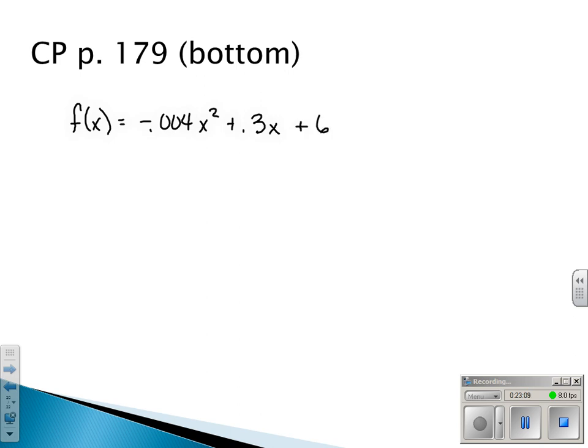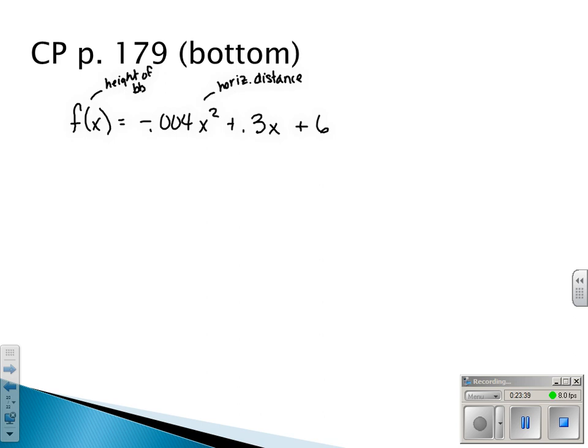Now, in the problem, it explains to us that f of x stands for the height of the baseball. Okay, and it explains to us that x is the horizontal distance that you're working with. So now go back to the story problem. Let's find this information. So the second baseman throws a baseball toward the first baseman 60 feet away.